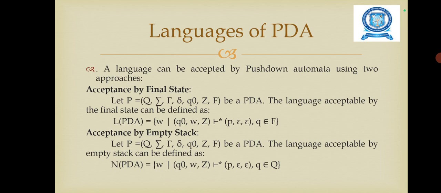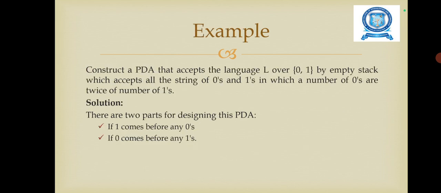Equivalence of acceptance by final state and empty stack means: if L = N(P1) for some pushdown automata P1, then there is a pushdown automata P2 such that L = L(P2). Next, we are going to see one example for the pushdown automata.